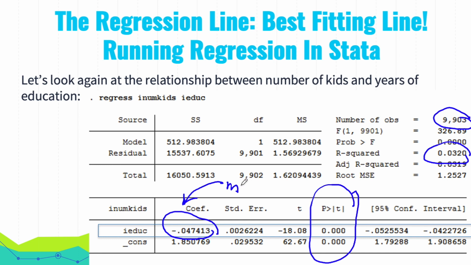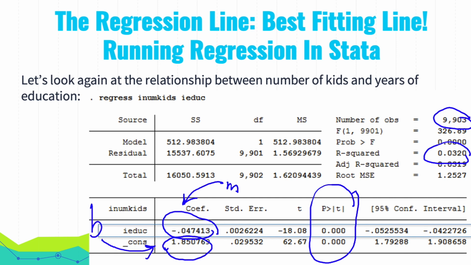Now we found our coefficient m, but we're looking for our intercept value b. That's our constant value. It's what y equals when x equals 0. Here we just look for cons, which means constant value, or b. Here you can see that b is 1.85.